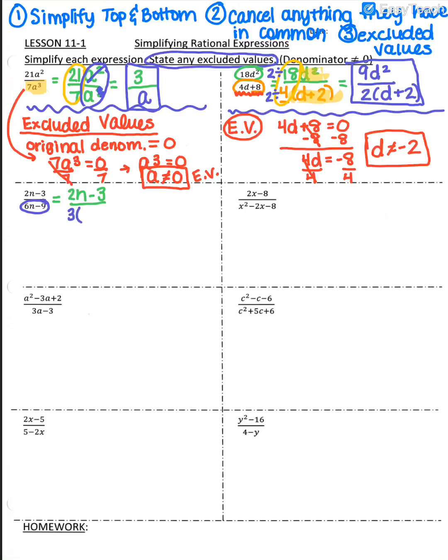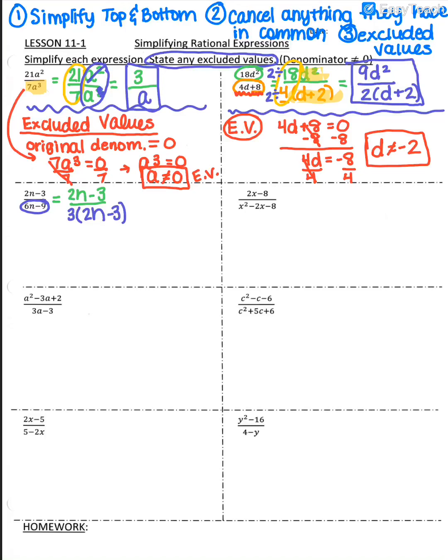And remember, the GCF is just the biggest number we can divide both of those regular numbers by. In this case, we don't have any variables that we can take out. So I'm just going to divide them both by 3. So if I do 6n divided by 3, I get 2n. And negative 9 divided by 3 gives me negative 3. So this is where things start to get a little interesting.